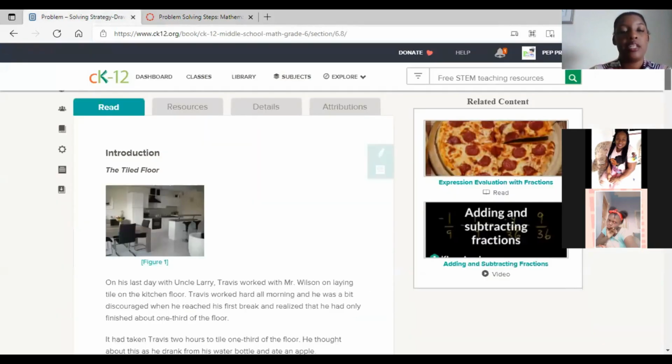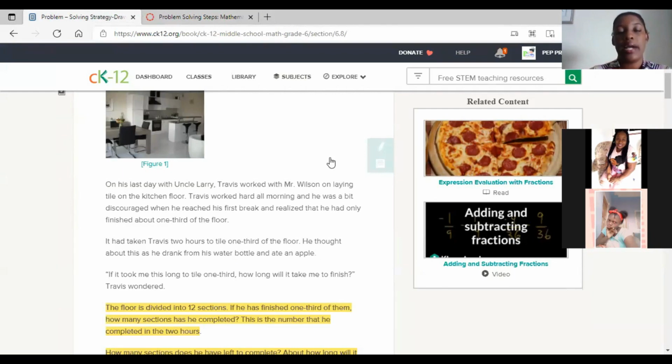So we're looking at the tiled floor scenario on the webpage that was shared in the chat. So it says, on the last day with Uncle Larry, Travis worked with Mr. Wilson on laying tiles on the kitchen floor. Travis worked all morning, and he was a bit discouraged when he reached his first break and realized that he had only finished about 1/3 of the floor.